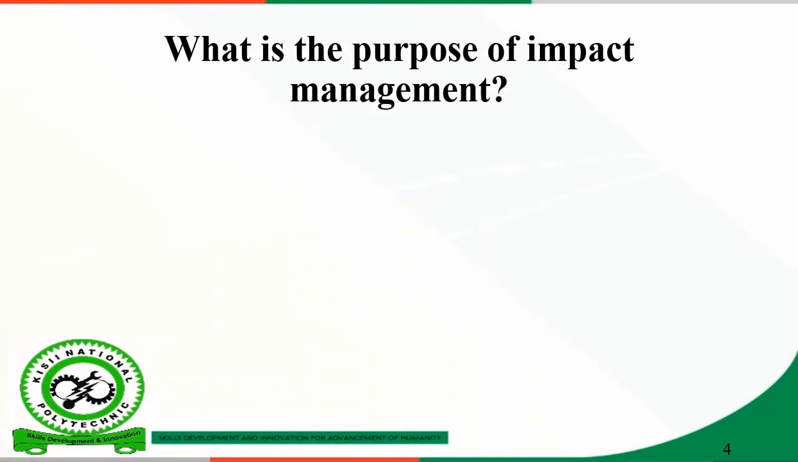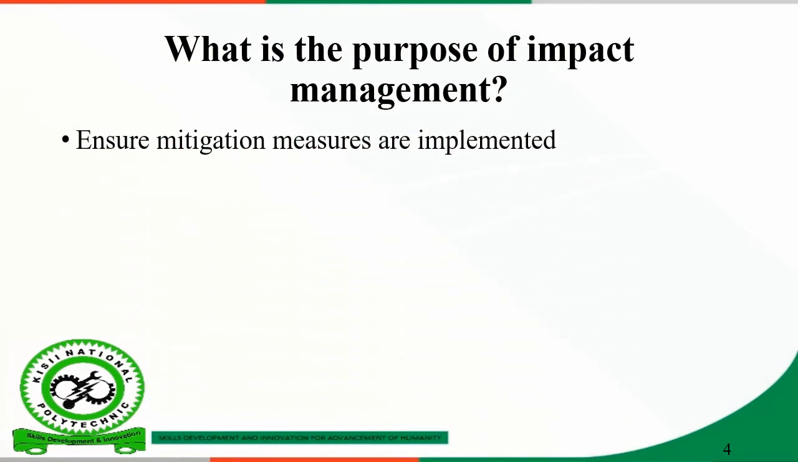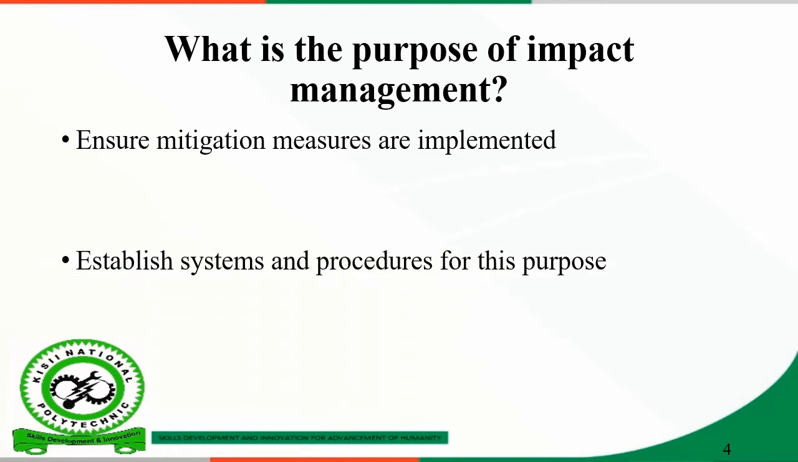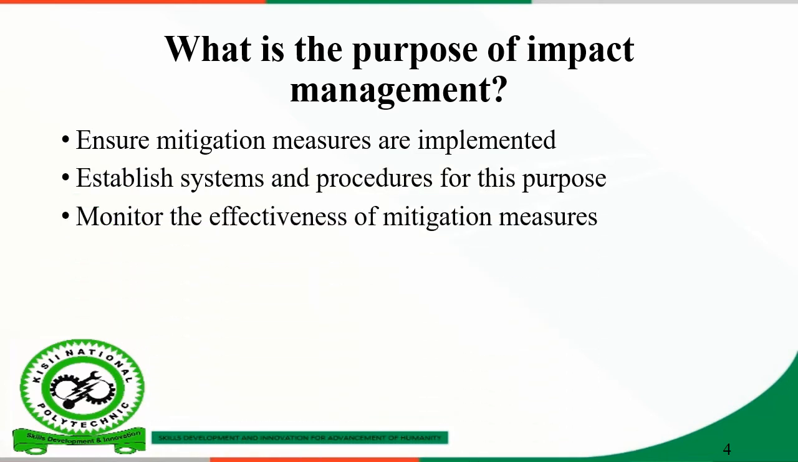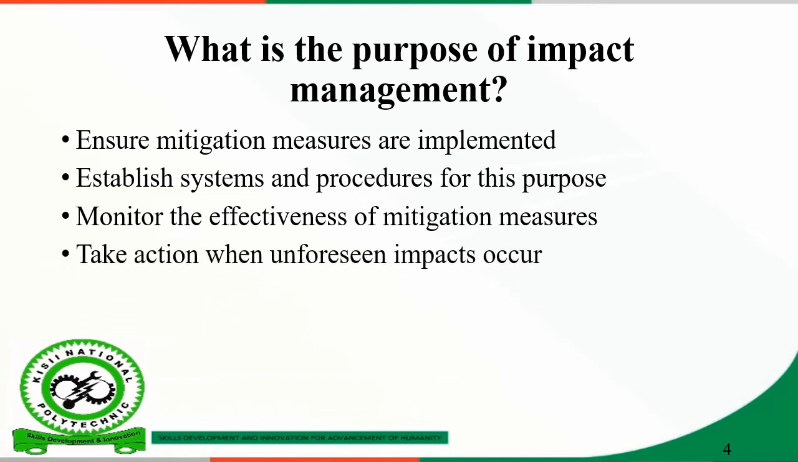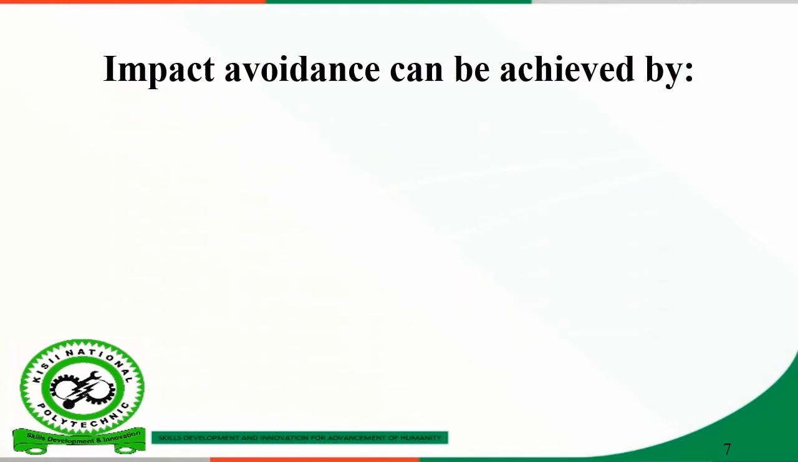So what is the purpose of impact management? The first one, it ensures mitigation measures are implemented. Second, it establishes systems and procedures for this purpose. Third, it monitors the effectiveness of the mitigation measures. Then also, it takes action when unforeseen impacts are likely to occur.